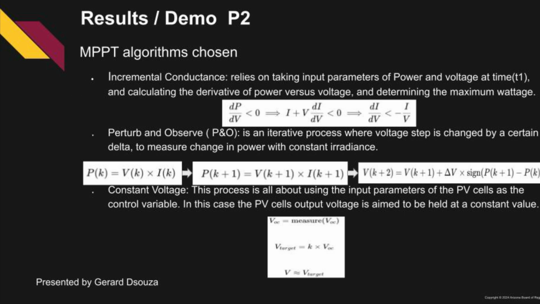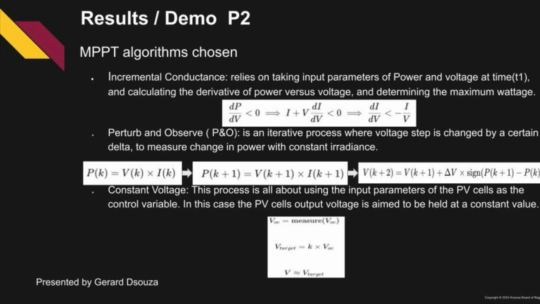So next slide. The algorithms we chose are incremental conductance, perturb and observe, and constant voltage. Incremental conductance is basically taking a certain time interval where you take the power and voltage at that time interval and take the derivative of the power versus voltage.